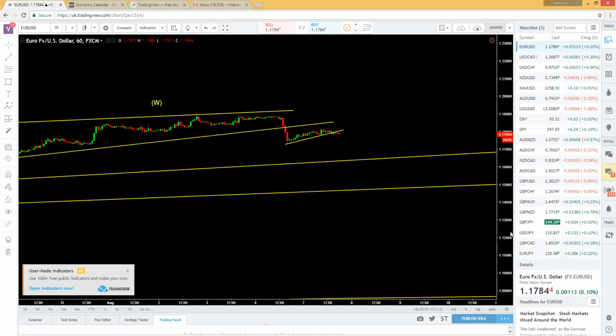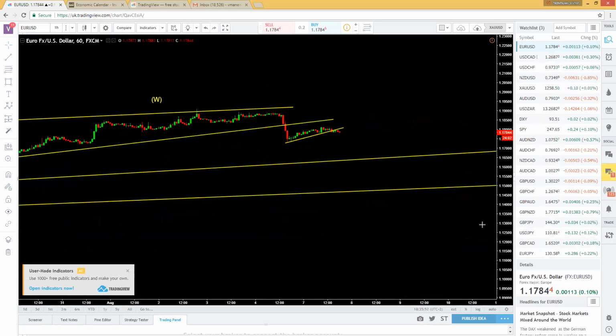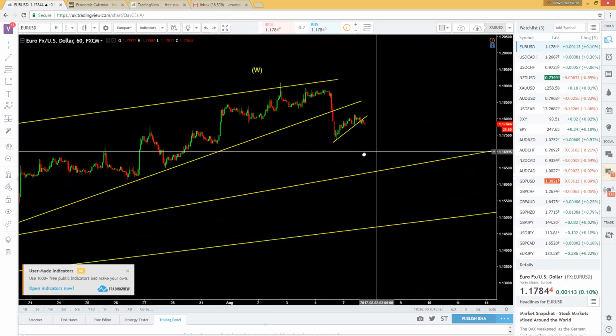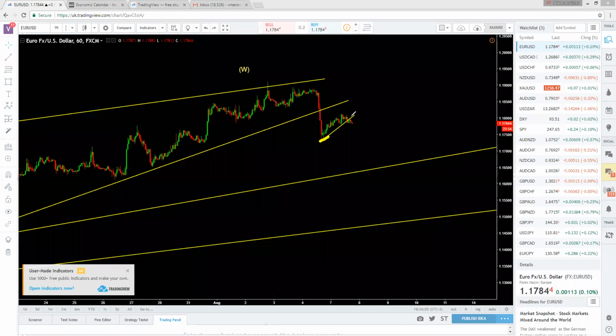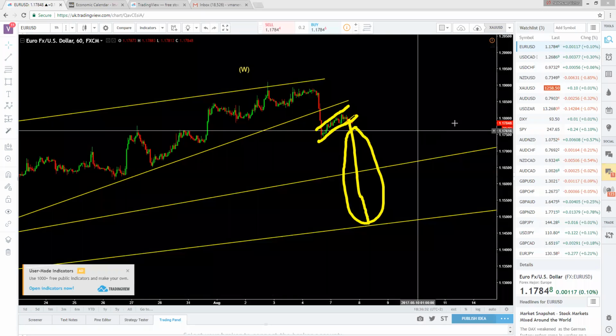up until something changes. So I actually sent this one in the free group this morning to sell the break of this flag. So when this flag breaks, you can sell. I'm on the 1 hour chart here. I'm anticipating it to get to around 1.15, which is just under 200 pips. So you can get this trade on Euro US dollar, the short trade.